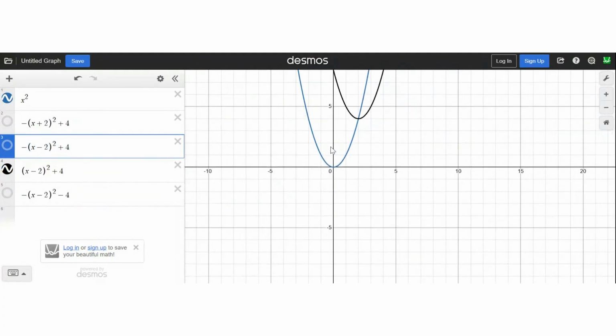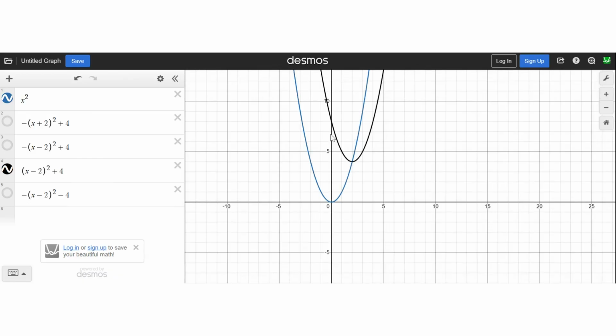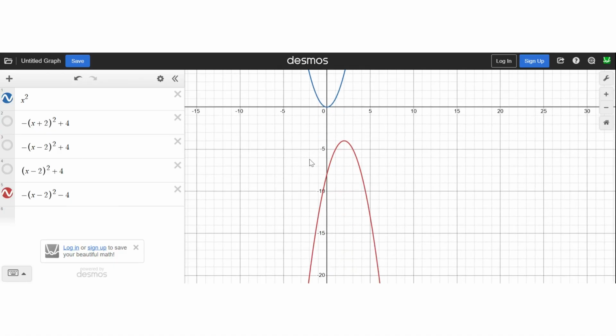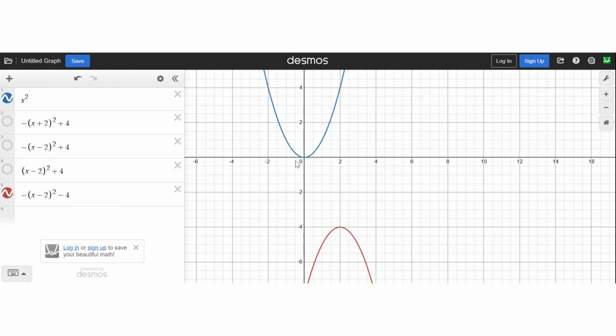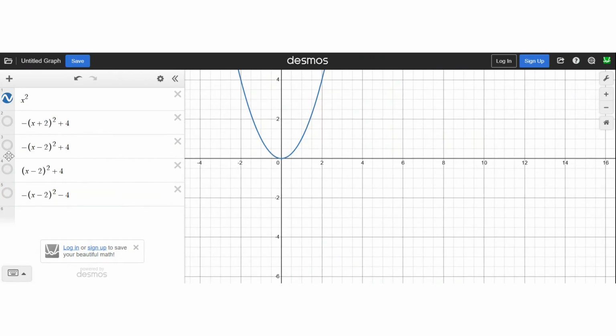If we look at the other answers, we automatically know these ones aren't right because it never got reflected. It's still opening upwards like the parent one in blue. So it was just translated. It was never reflected, and we needed to reflect it first. And this one was reflected, but it went 2 units to the right and then 4 units down, and we were supposed to go 2 units to the right, 4 units up. So this one here's the right answer.